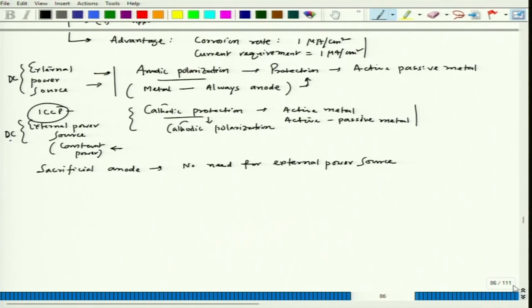But at least if we look at anodic protection, it can be possible in the case of, let us say, a big tank holding acid, and if the power source is cheap, then definitely it is better to go for anodic protection, provided the metal shows active passive behavior and the passive zone corresponds to a very low current density. Then my current requirement would be very low. At the same time, the material would show fantastic corrosion protection.